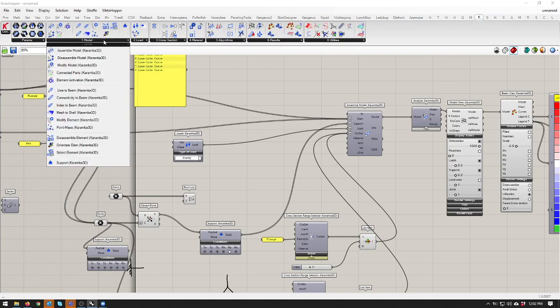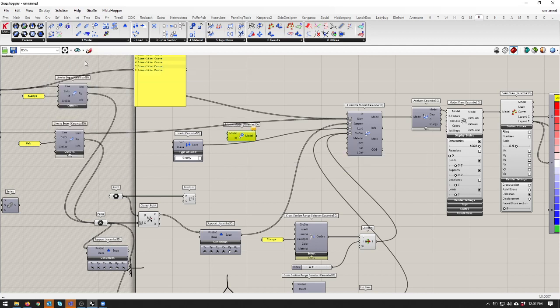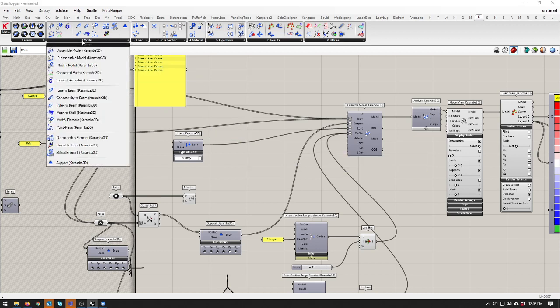So in model, there is a component called... Is it modify? It might be modifier. No. Is it modifier? No, I've got it on mine. It's called modify element, I think, which is go down. It's kind of halfway down. Yeah, that one.